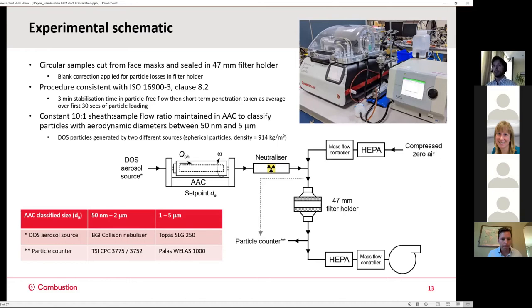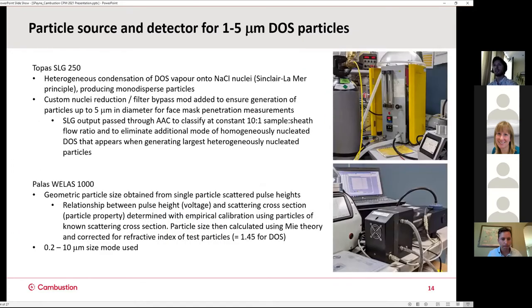And with the AAC, we maintain a constant 10:1 sheath to sample flow ratio, and we're classifying particles with aerodynamic diameters between 50 nanometers and 5 microns. So across that range, we use the same classifier, but we do have to use 2 different DOS aerosol sources and 2 different particle counters. So I've summarized that in the table there. It's the Collison and a CPC up to 2 microns, and then overlapping from 1 micron, extending up to 5 microns with a Topaz SLG 250 and a Palas Welas, which I show on this slide.